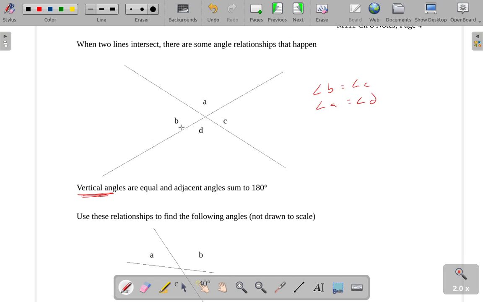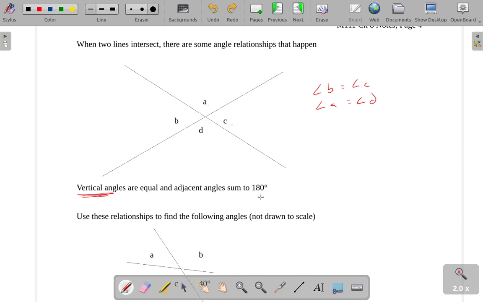Adjacent angles are what we get when we have one line here making up the sides of two different angles that are cut by the same thing. So they're adjacent to each other, it's really in the language there. So A and C would be considered adjacent angles here. Similarly, A and B would be considered adjacent.